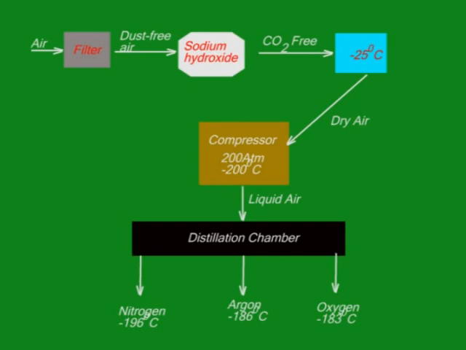There is a fractionating chamber where fractional distillation is done, and the air comes out. Elements of the air come out in the order of nitrogen, followed by argon, and then oxygen comes out last. So that is fractional distillation of liquefied air.